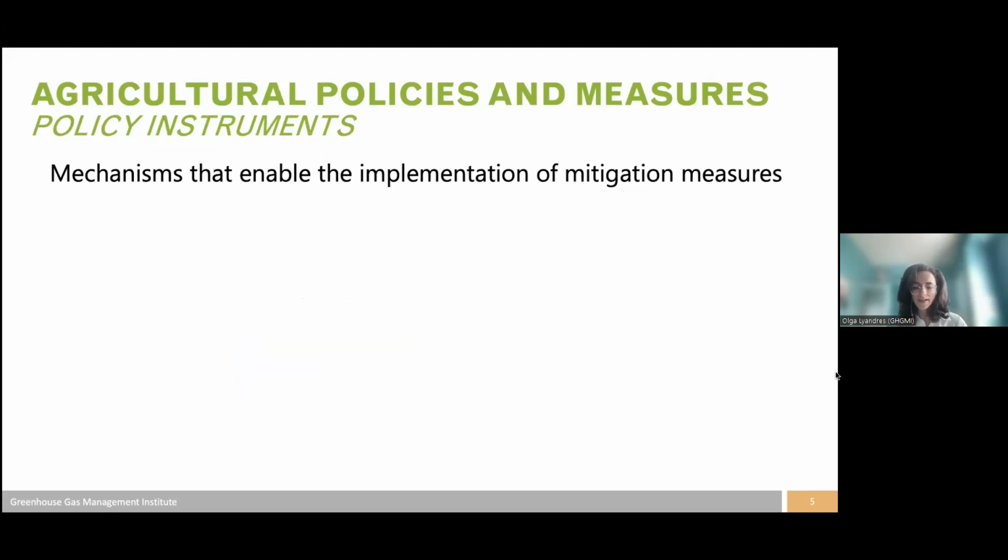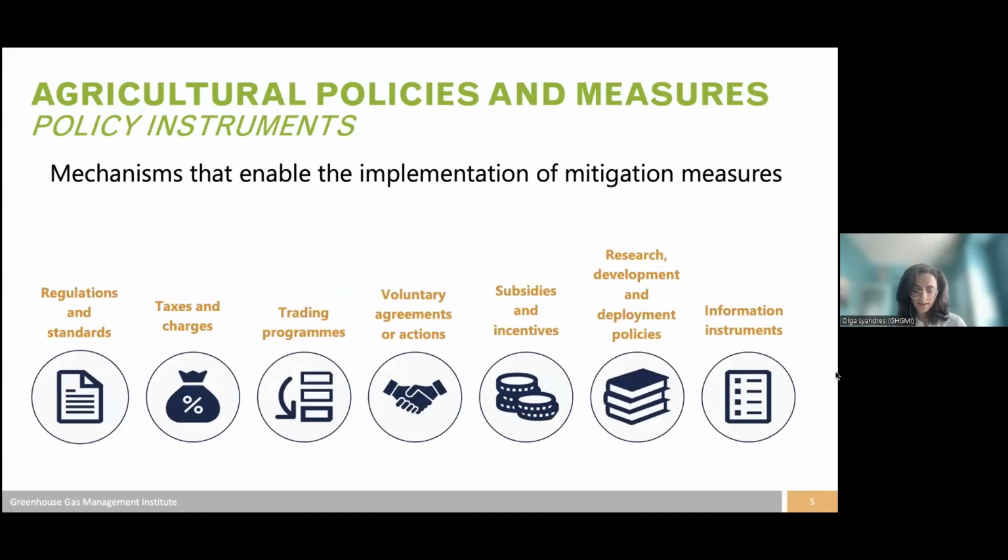In addition to describing mitigation measures, the guide provides helpful information on policy instruments, which are mechanisms that enable the implementation of the mitigation measures. Multiple policy instruments can be combined to achieve the desired policy objective. And here you see the different categories of policy instruments that are covered in the guide. You will find a description of each of these, as well as examples that can help you determine which policy instrument may be the most applicable to the types of activities that you're trying to implement.